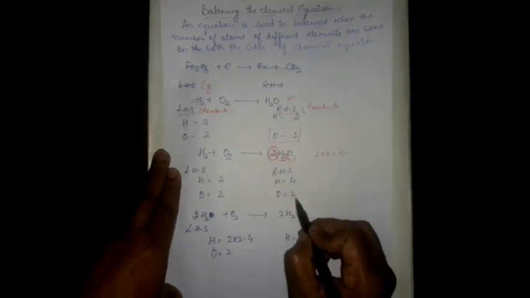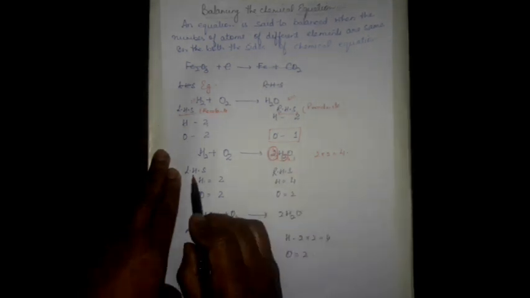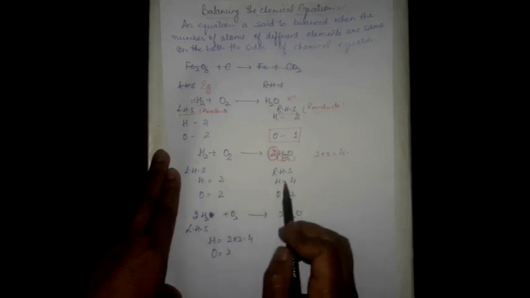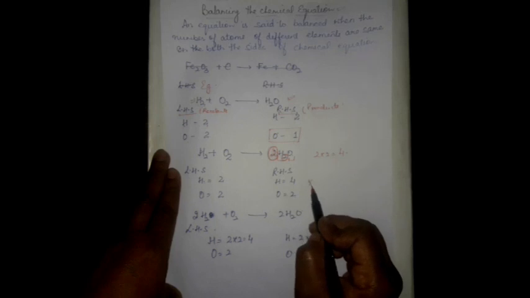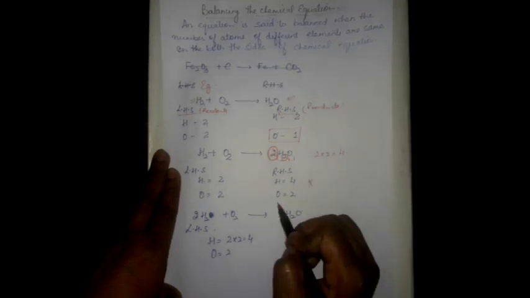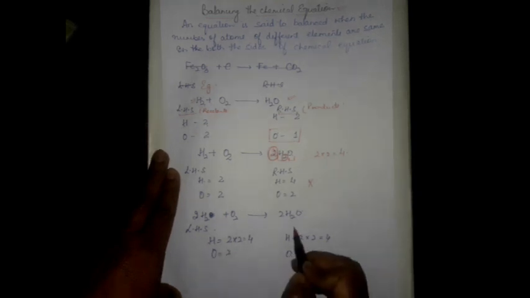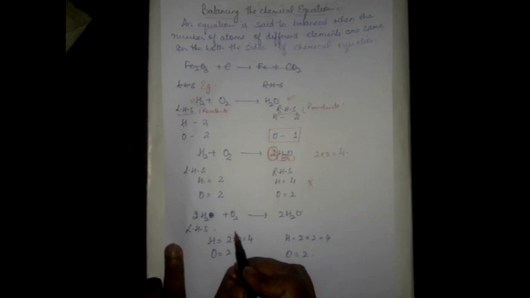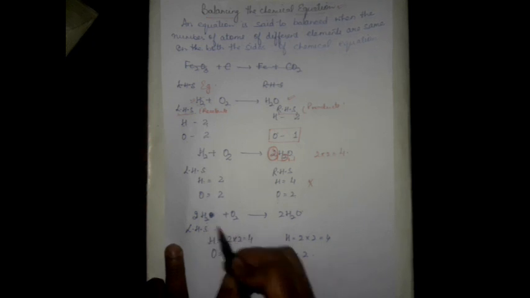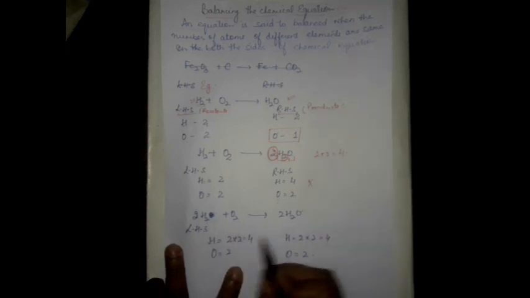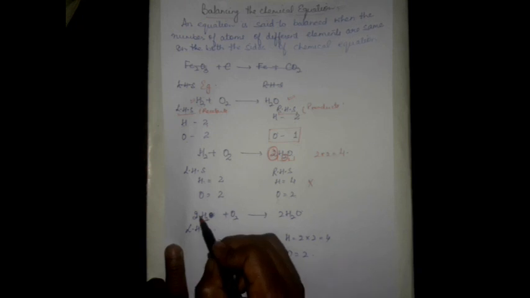So hydrogen is 2. Again on the left hand side we have hydrogen 2, but on the right hand side we have hydrogen 4. Again it is imbalanced. In order to balance it again, let us write down again left hand side and right hand side. On the left hand side, in order to make hydrogen 4, because on the right hand side there are 4, we will put 2 in front of hydrogen.